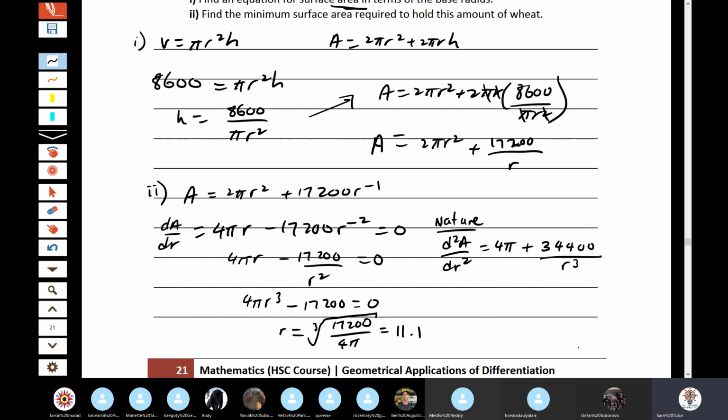Okay, and then what can we conclude? What do we know about r? R is 11. What's 11 cubed? Some number. Divide that number by 34,400, still positive. Plus a positive, still positive. So what can we say about all of that? It's greater than 0, therefore min, which is exactly what you wanted.